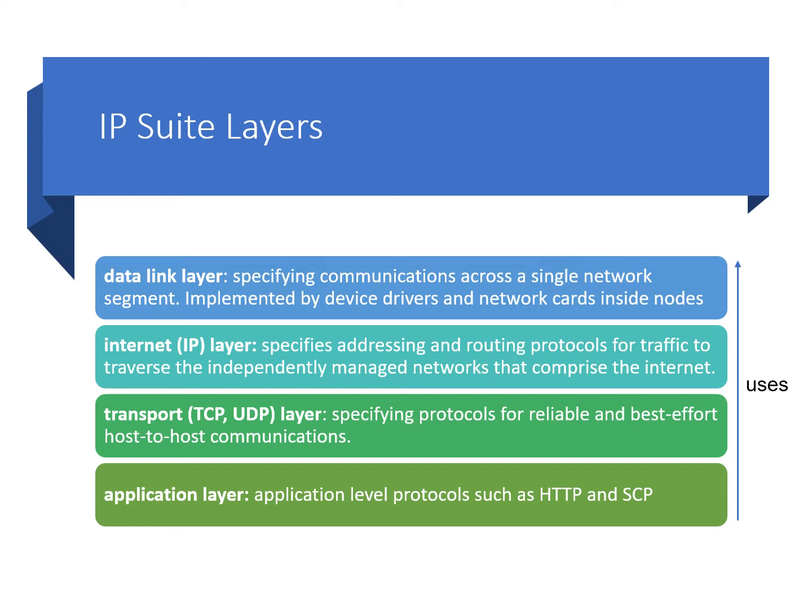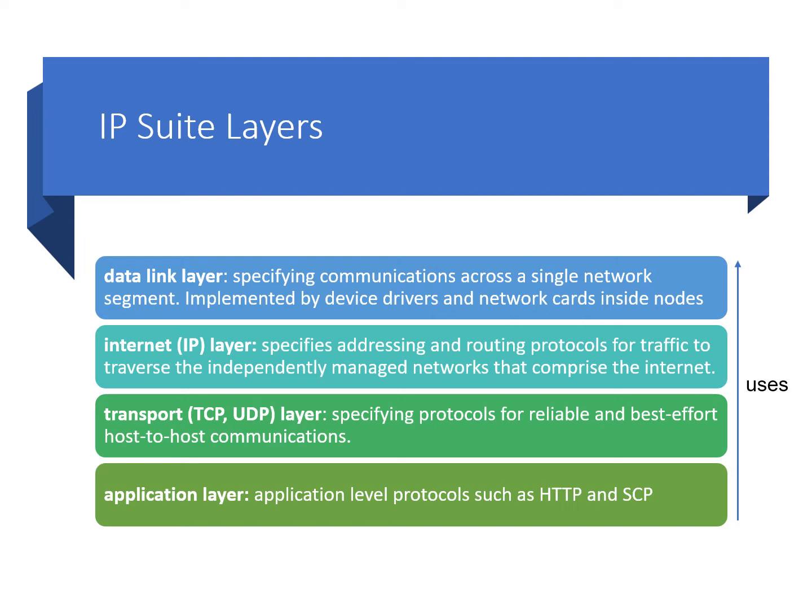The transport layer comprises protocols for reliable and best effort host-to-host communication. This is where the well-known TCP, Transmission Control Protocol, and User Datagram Protocol, UDP, live. The application layer comprises several application-level protocols such as HTTP and the Secure Copy Protocol, SCP, and SSH, which I'm sure you've all used. Each of the higher level protocols builds on the features of the lower levels.